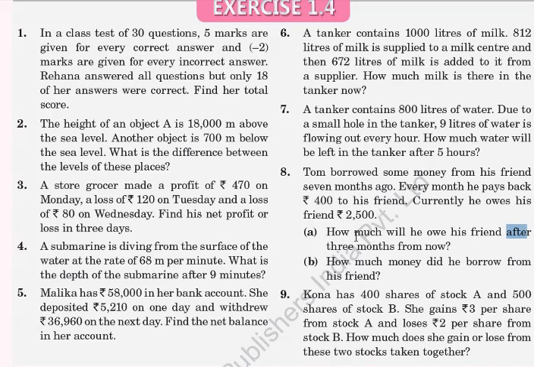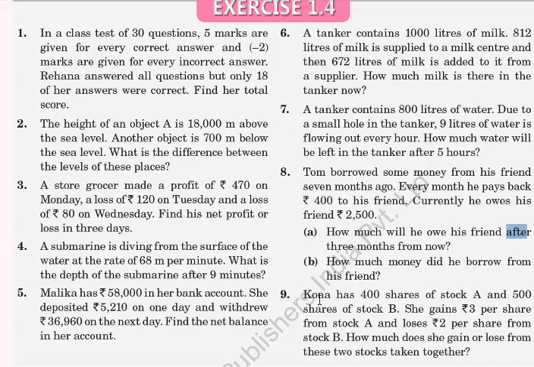That is left out. Now the next question, how much money did he borrow from his friend? So we will calculate for the 7 months, 400 into 7, which comes out to be 2800, and 2500 will be added, which comes out to be 5300. That much amount he has taken from his friend.